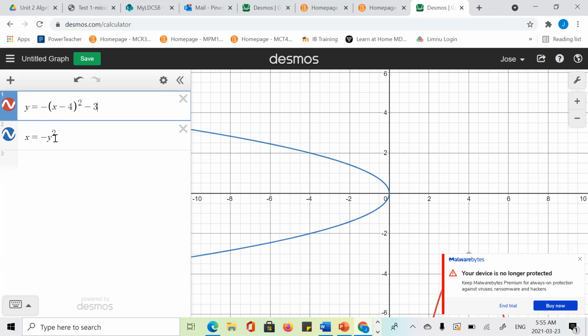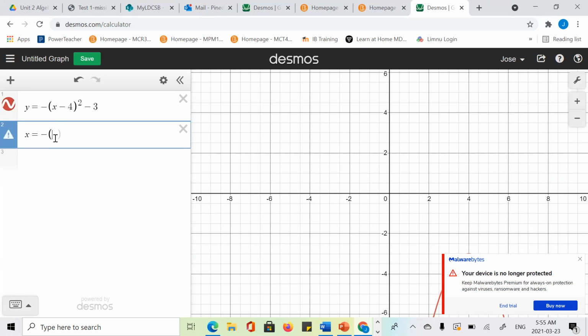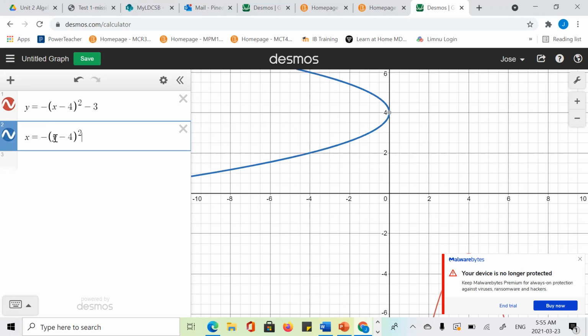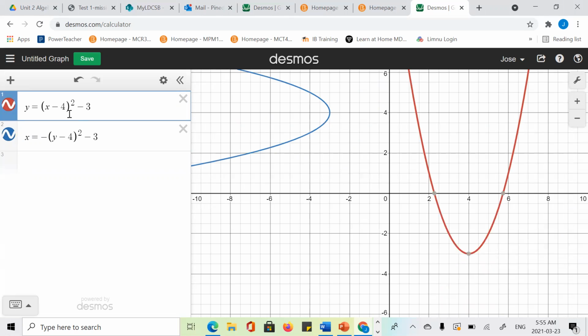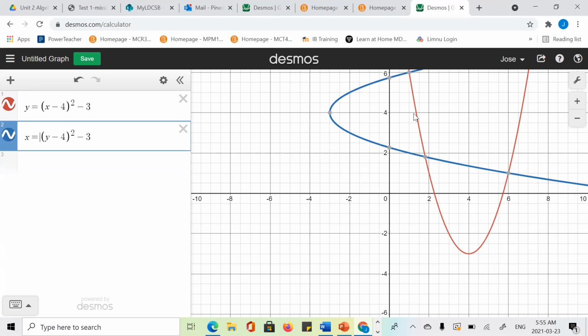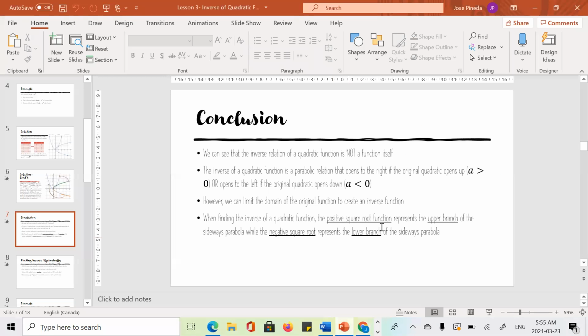And of course, I'm just going to switch this around, y minus 4 squared. Notice I'm just switching the position of the x and the y. And again, I could isolate for it, but I don't have to do that. What I noticed is that if my parabola opens down, then its inverse is going to be opening to the left. But if the parabola opens up, then its inverse will be opening to the right. Okay, so hopefully you can see that and it's pretty clear there.